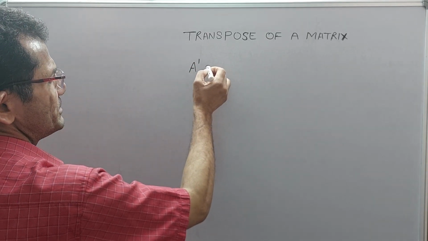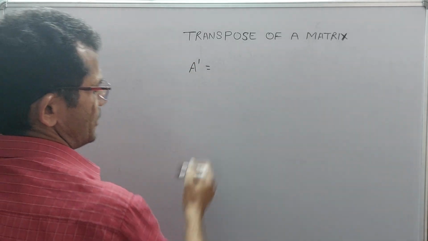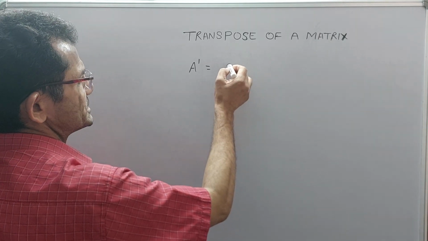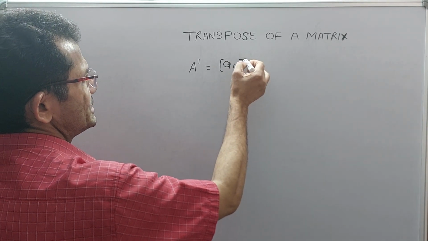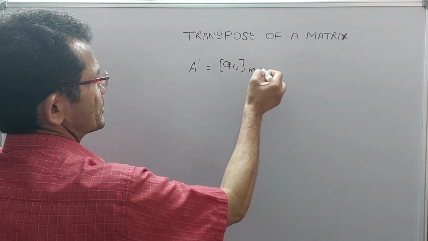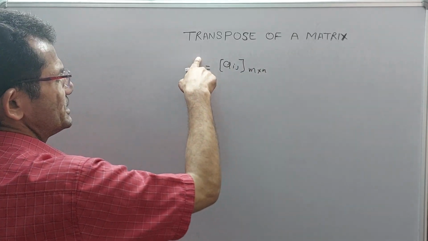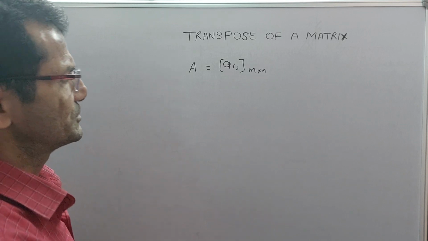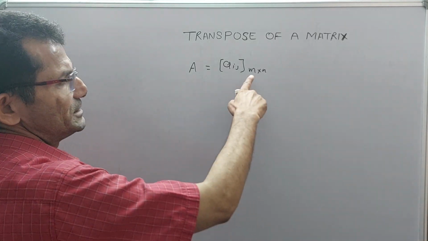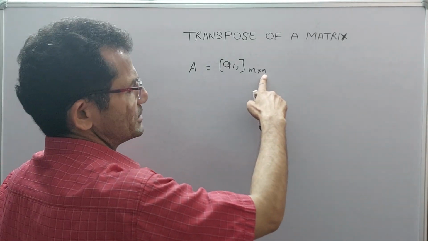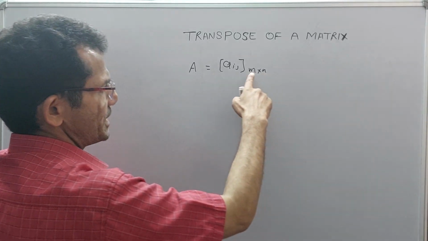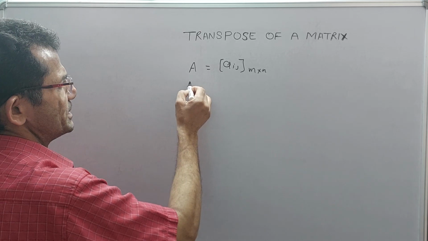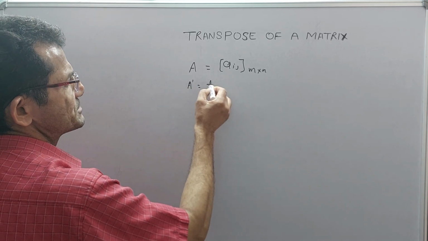Suppose we have a matrix of order m cross n, with general term Aij, the ijth element of this matrix A. If I find the transpose of this matrix, we have m rows and n columns, which interchange, so it becomes n rows and m columns. So A dash will be our transpose.